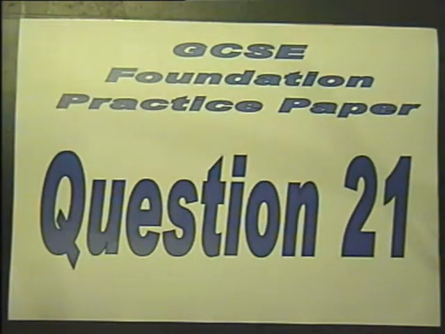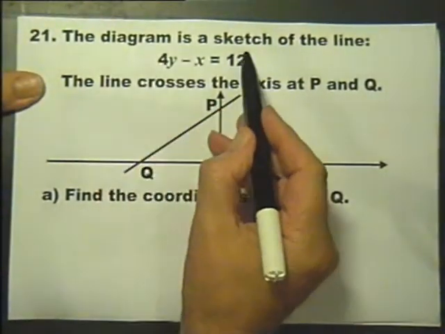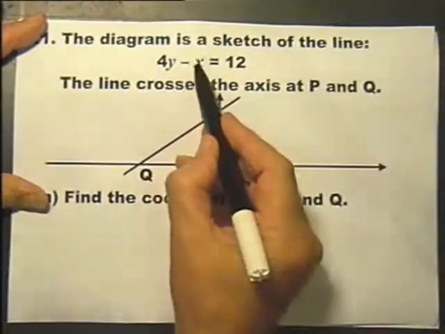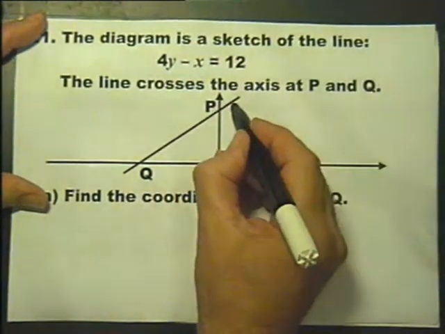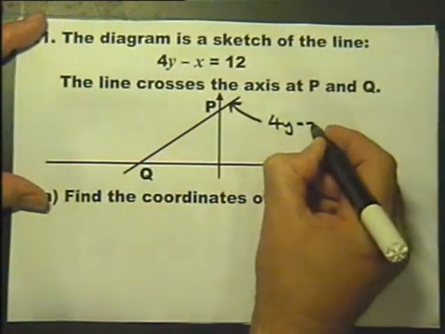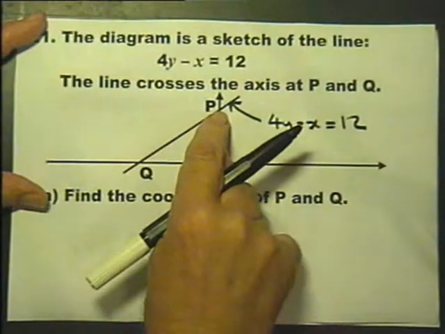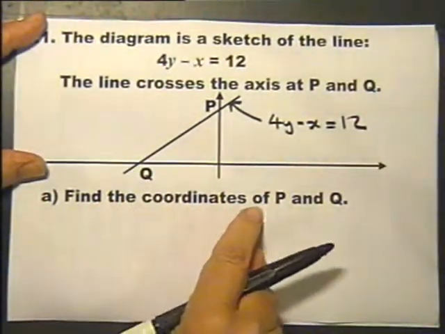GCSE Foundation Practice Paper, Paper 1A, question 21. The diagram is a sketch of the line 4y minus x equals 12. So we're told that this is a sketch of the graph of that equation. It crosses the axes at P and Q. Find the coordinates of P and Q.